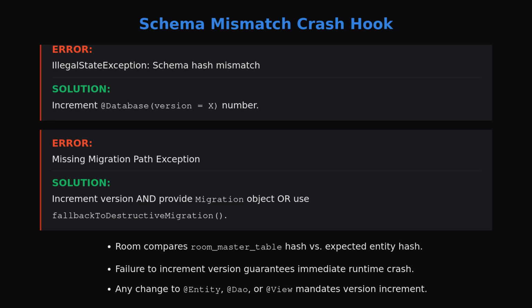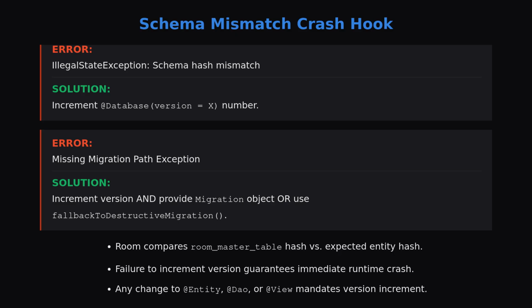You just changed an entity field, ran the app, and immediately hit an illegal state exception. This is the Room schema mismatch crash. Room compares the expected schema hash, derived from your compiled entities, against the hash stored in the Room master table of the existing database file.